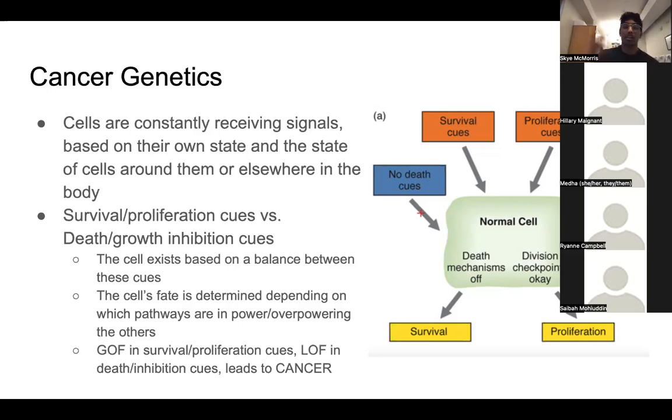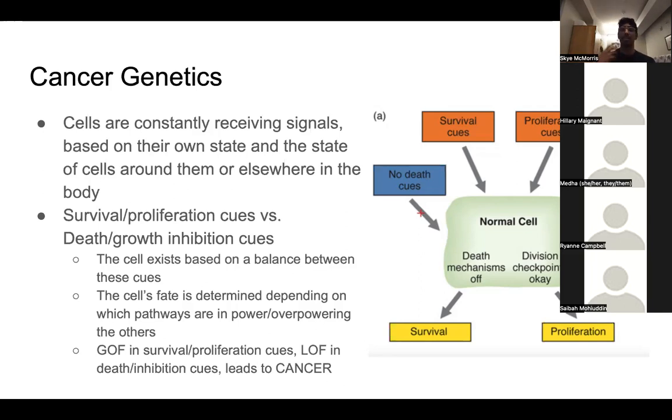The way this happens is the cell is constantly receiving signals, right? Based on the state of that cell itself and the state of the cells around it or elsewhere in the body. For example, if you have an infection, sometimes your immune system will tell certain cells to die if they're infected. That's like other cells around them telling them to die. Or the example that Laura gave: if a cell comes off the extracellular matrix and is just floating around in your body, it might be like, this is not where I'm supposed to be, so it will carry out controlled cell death, right? So there are always these constant positive cues and negative cues coming in, and the cell will balance that out.